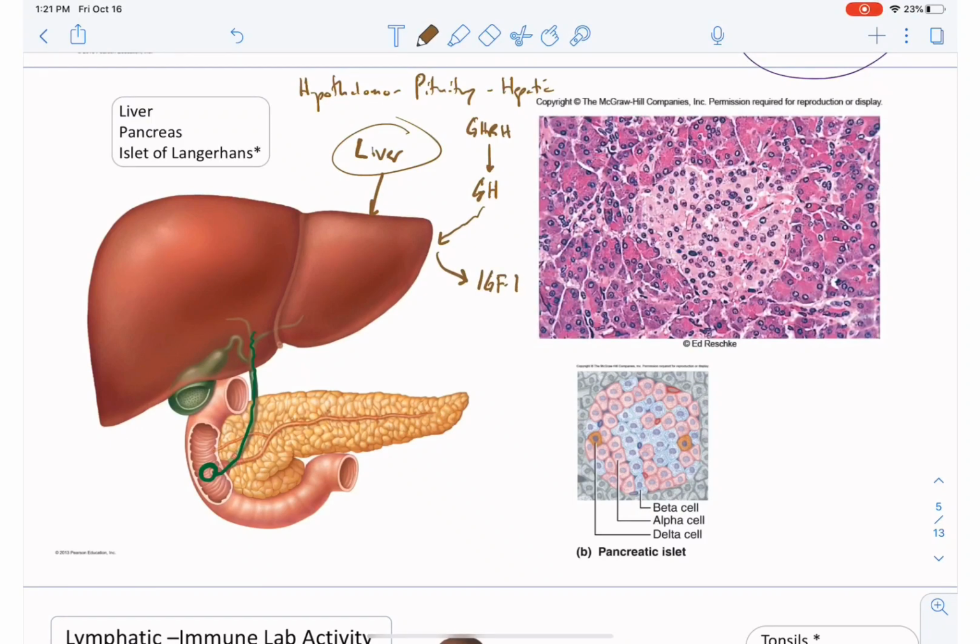the hormone insulin-like growth factor. Insulin-like growth factor 1, primarily. And insulin-like growth factor is going to act on the cells of the body, and it's going to cause cell division, which is hyperplasia, and also cell growth, which is hypertrophy. And so we call this the growth axis.